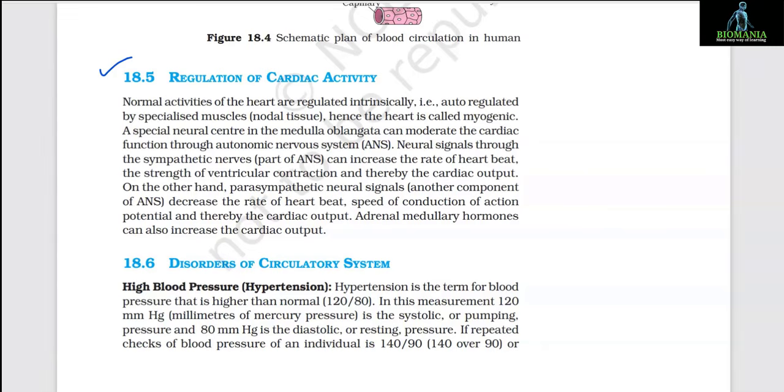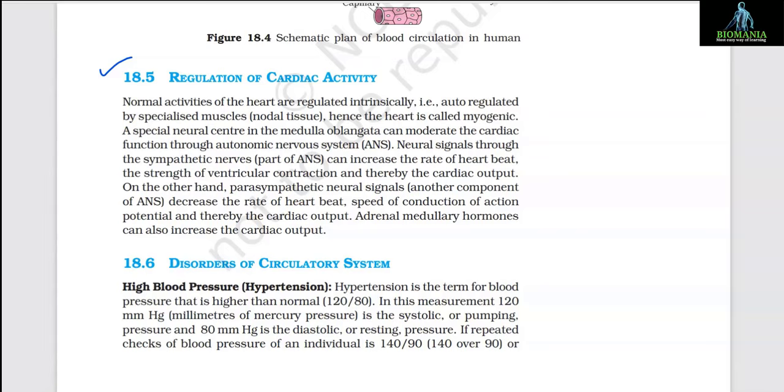18.5 Regulation of cardiac activity. Normal activities of the heart are regulated intrinsically, that is auto-regulated, by specialized muscles, nodal tissue. Hence, the heart is called myogenic. A special neural center in the medulla oblongata can moderate the cardiac function through the autonomic nervous system (ANS).